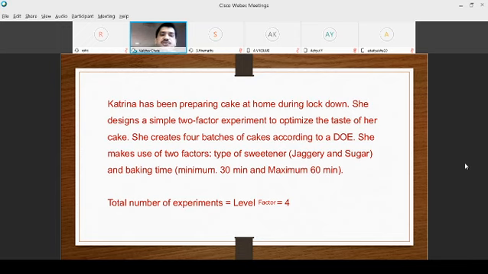Now, why has she chosen a minimum of 30 minutes and a maximum of 60 minutes? We need to understand this. That means she might have done some brainstorming session. Either she might have seen a YouTube video, or she might have asked her friend why we should go for 30 minutes. Why not 0 minutes? Why not 5 minutes? Why not 10 minutes? That means she has done some brainstorming session.